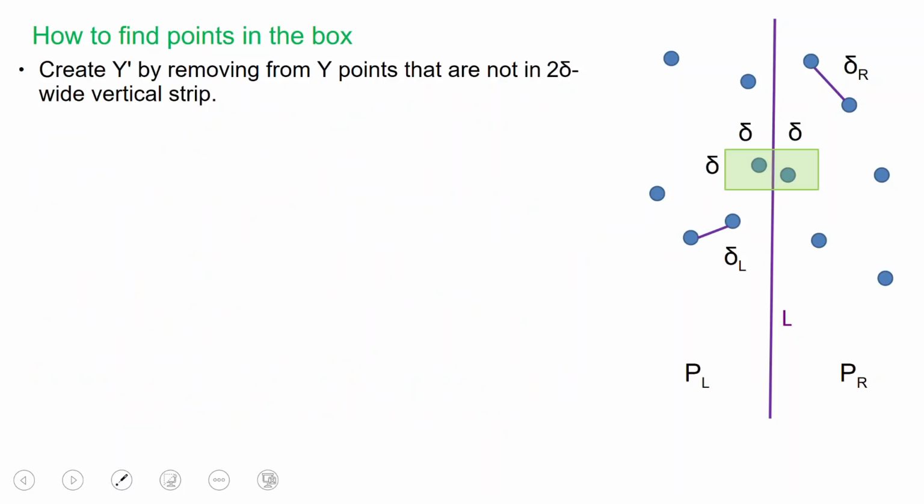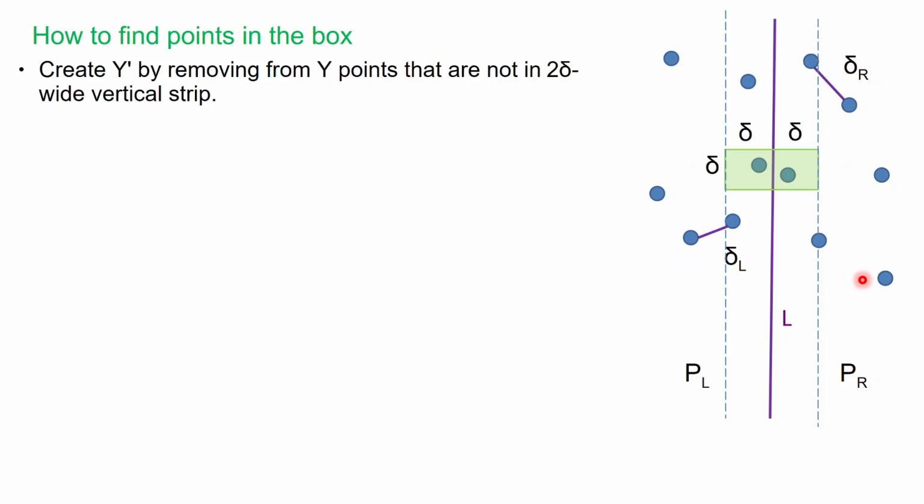Okay, as we mentioned earlier, we have the array y, which lists all the points in increasing order of y coordinate. Now from y, I'm going to create another array, y prime, which is obtained from y by removing all the points which are not in a vertical strip of length 2 delta. Specifically, here is the strip. This distance here is delta. And I'm going to throw away all the points which are outside of this.